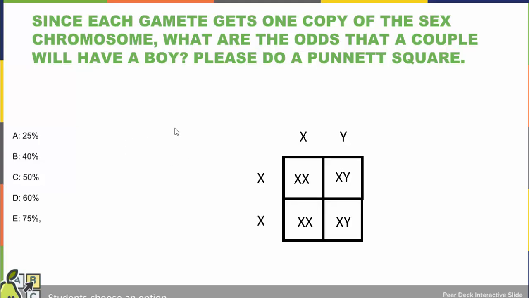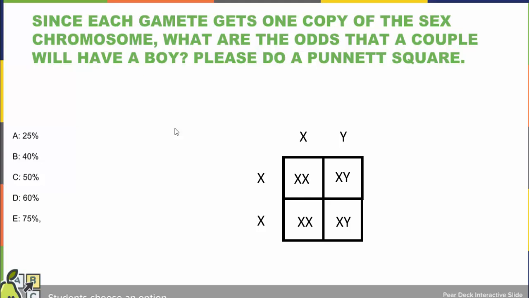So if you did a square, your square should have XX on one side, because females could pass along either an X or an X, because females are XX. Okay, so one side of your square would have XX. The other side of your square would have XY. And then if you fill those out, you'll find that half of the little squares end up being XX and half end up being XY. So the odds that a couple will have a boy is 50%.